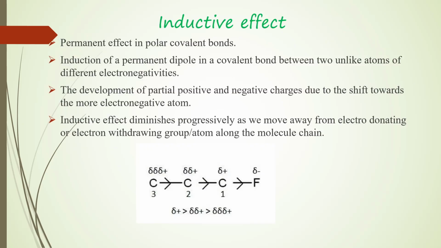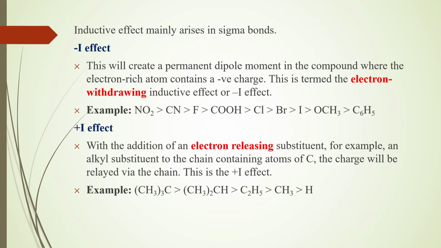First, we are going to discuss the inductive effect. It is a permanent effect which is present in polar covalent bonds. There will be a creation of a permanent dipole in a covalent bond between two different atoms with different electronegativities. Partial positive and negative charges develop due to the shift of the electrons based on the electronegativities. As the distance increases, the inductive effect also decreases.